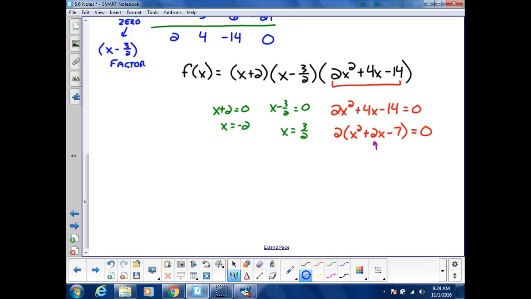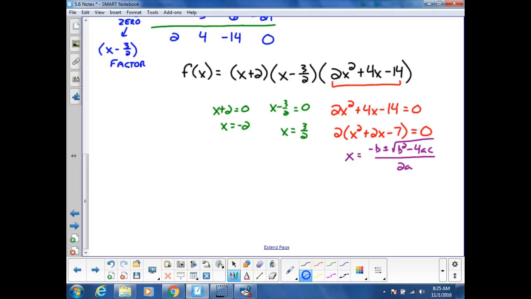You can't do the ABC thing. What's the ABC thing? X equals what? Opposite of B plus or minus the square root of B squared minus 4AC, all over 2A. What do we call that? The quadratic formula. We call that liquid gold. Yeah, the quadratic formula. Okay?